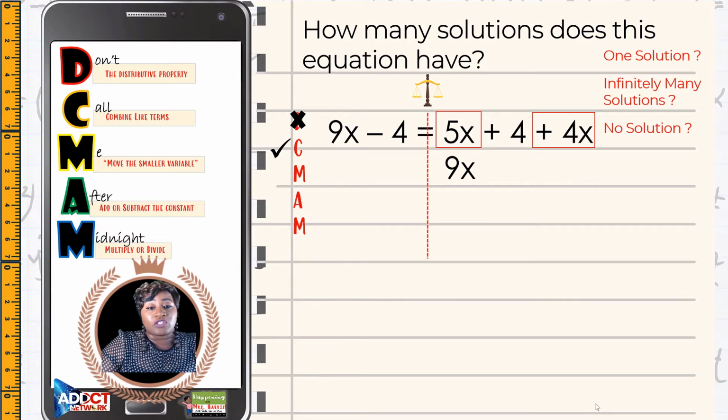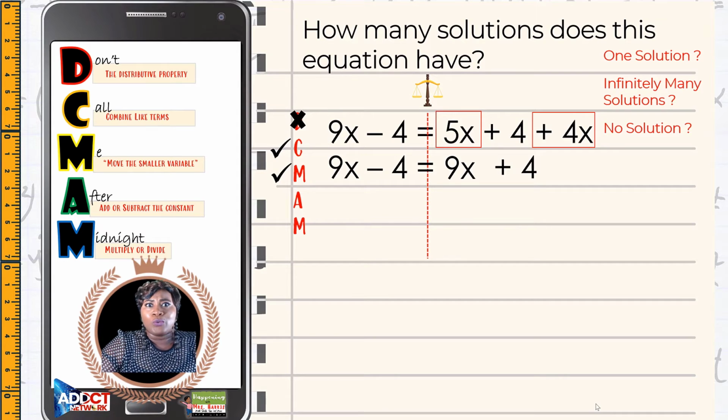If we combine those terms, we'll be left with 9x. Now that we've combined like terms, we can bring everything else down. Then we can check for M, move the smaller variable. So we ask ourselves the question, are there variables on both sides of the equal sign? And the answer is yes. We have the variable x on the left and the right side of the equal sign.